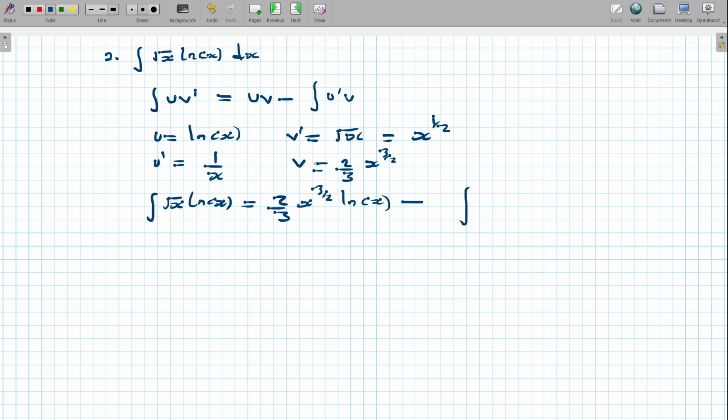now our u prime. Our u prime here is 1 divided by x. Our u prime is 1 divided by x, so I'm just going to put it here. So we have 1 divided by x, and then our v is 2 divided by 3 x to the power 3 divided by 2. Now 2 divided by 3 is a constant, so we're going to take it out of the integral, and then we're going to write it here.